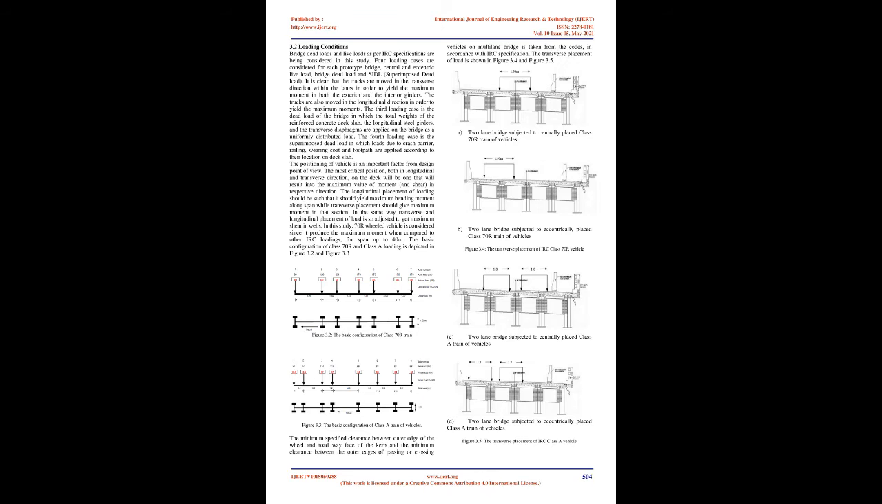AASHTO LRFD specifications. The results show that as the skew angle increases, the support moment in interior and exterior girders rapidly decreases. It decreases about 10% when the skew angle is less than 20 degrees and reaches 33% for a 45 degree skew angle. The shear force increases in the pier support at the exterior girders and decreases at the interior ones with increasing skew angle.